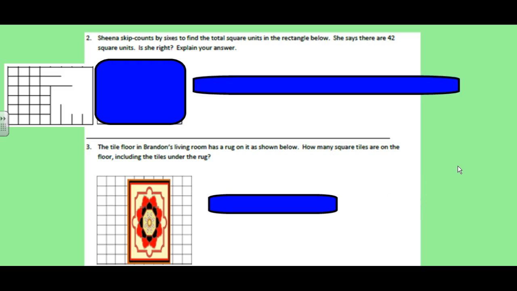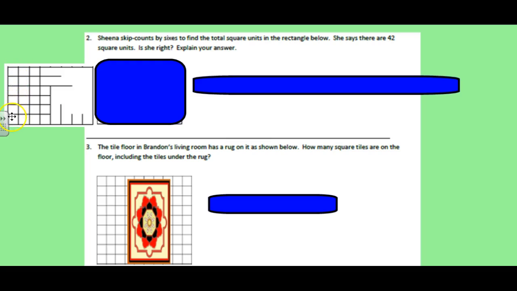Number 2 says Sheena skip counts by sixes to find the total square units in the rectangle below. She says there are 42 square units. Is she right? And explain your answer. So I covered this up because I do want you to go ahead and finish drawing the lines to complete this rectangle. But I want you to ask yourself first, can she skip count by sixes?